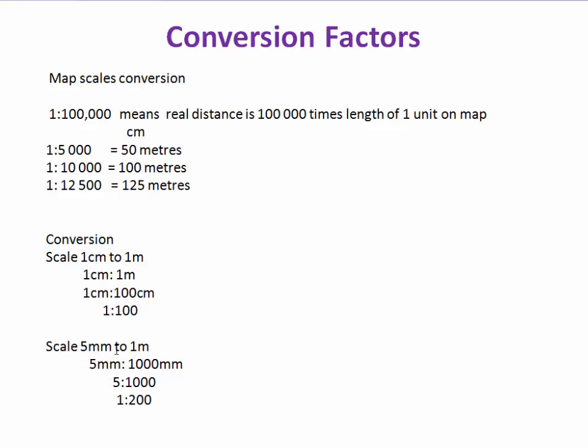Scale 5 millimeters to 1 meter. So 5 millimeters, we get the same units, equals 1,000 millimeters, 5 to 1,000. So simplifying that, we get 1 to 200.